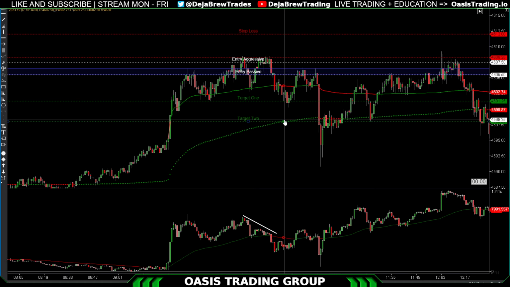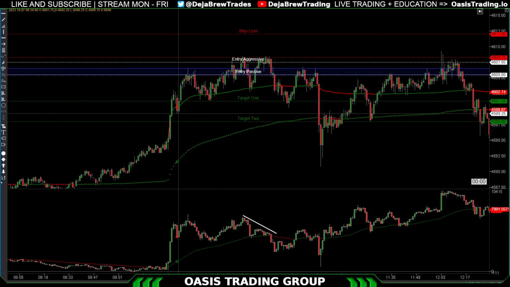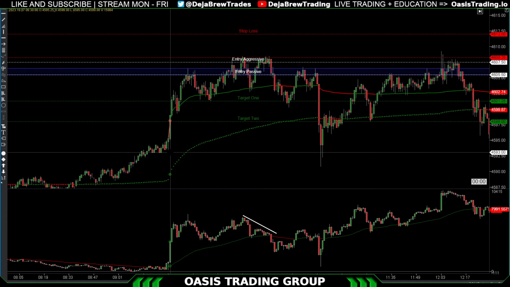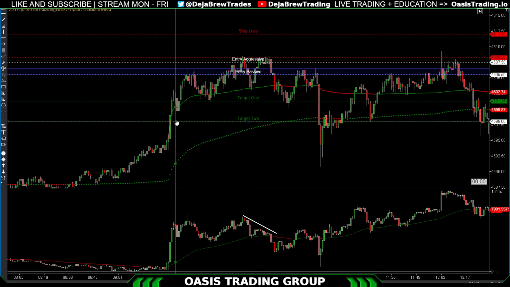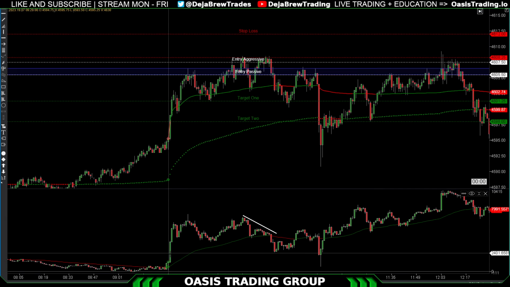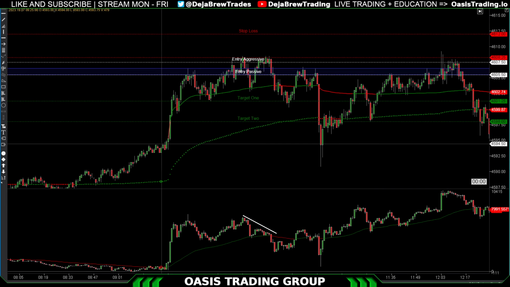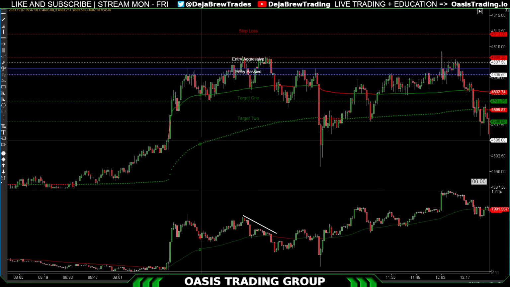Now, if you really like your entry and you think that this is going to run, the final level that we like to target is, if you remember, the first thing that we looked for was that impulse up. Where did that impulse begin? So in this case, the impulse started right at the daily open. You can see we just started ripping higher right out of that daily open. That's where a lot of that delta started. That's where a lot of the momentum started. So we are going to say the point of origin of that impulse is right around, let's say, 94 to 95.